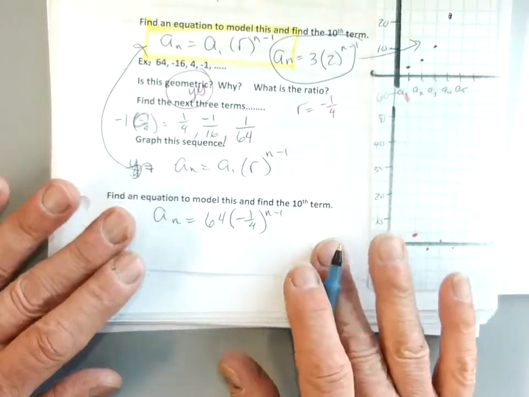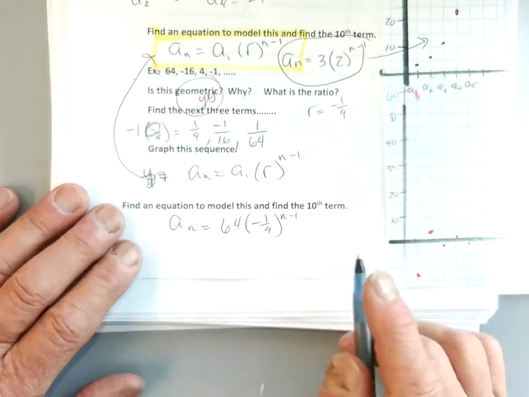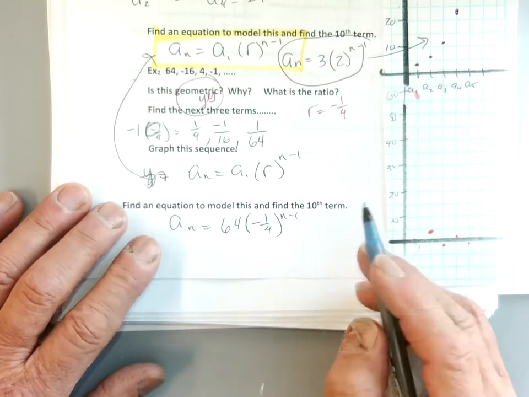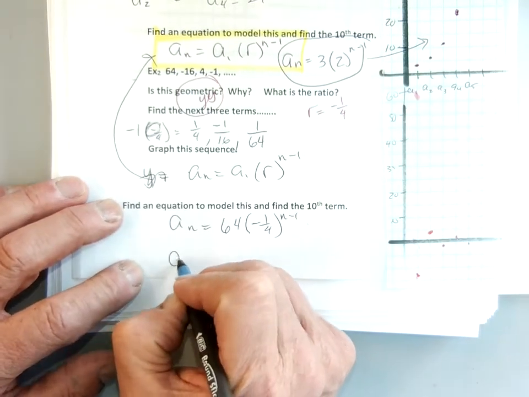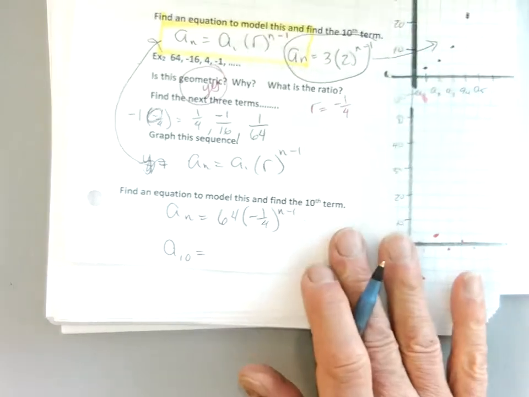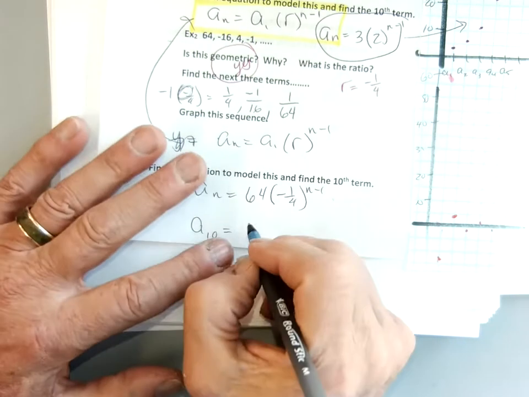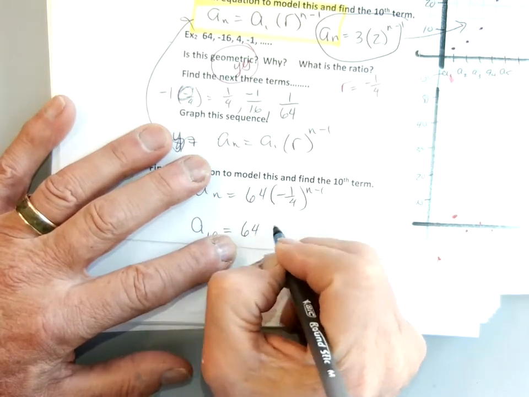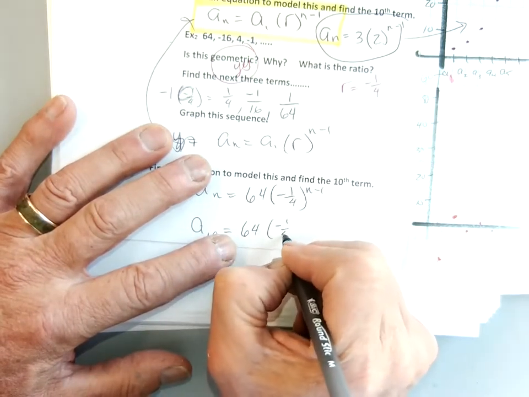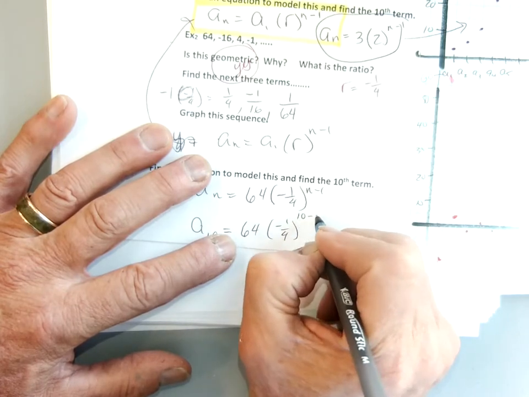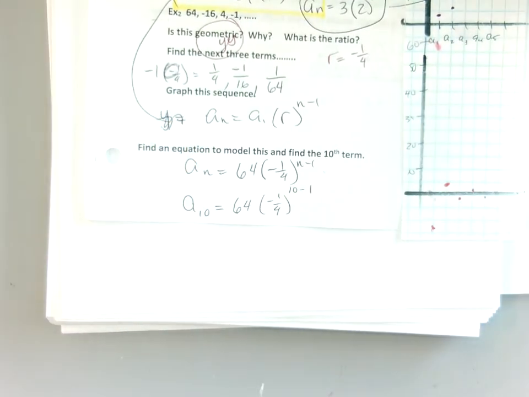Now, if I had to find the 10th term, I'm just going to plug in 10. So a of 10 equals, I'm looking for the 10th term. A of 10 means, what's the 10th term? A of 10 is equal to 64 times negative 1/4 to the 10 minus 1 power. Now I'm going to need a calculator, which of course I don't have, because I can share mine with everybody, don't I?